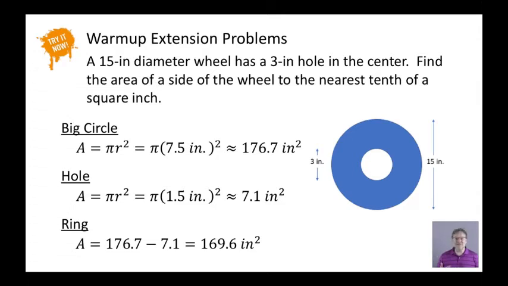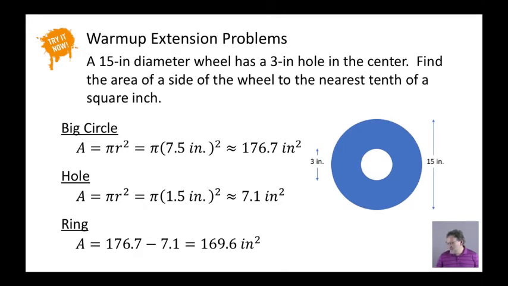In both cases, we can use the same formula, and for the big circle, we get 176.7 square inches. For the smaller circle, we get 7.1 square inches. How do we find the area of the ring? Subtract the small one from the large one. 176.7 minus 7.1 is 169.6 square inches. So once again, this is a good review of how you can use more simplistic constituent shapes in order to quantify and define the geometries of more complex shapes. It's a divide and conquer approach that we practiced a little bit last time and also this time as well.